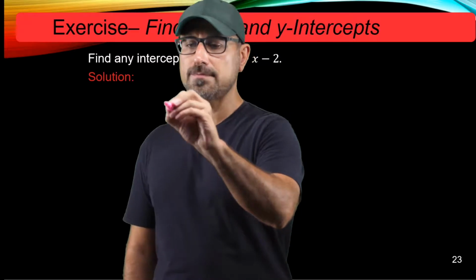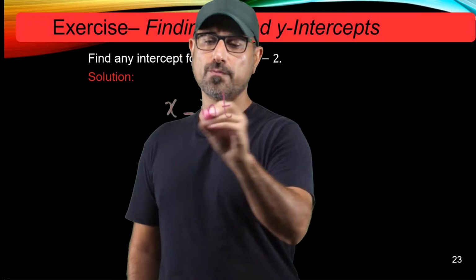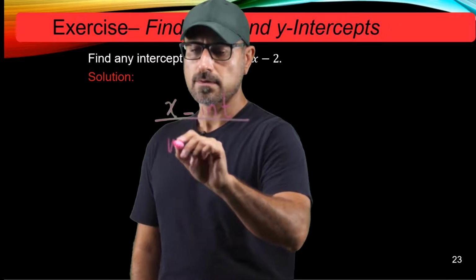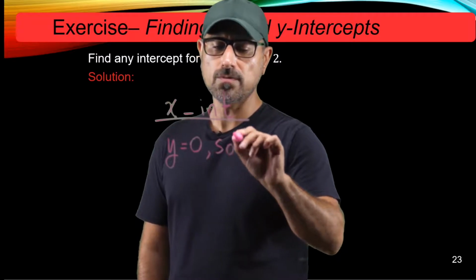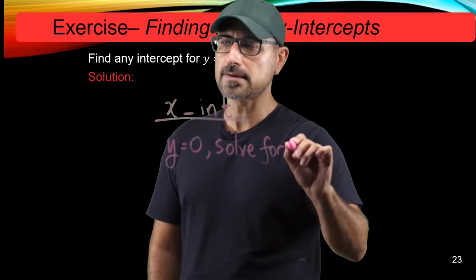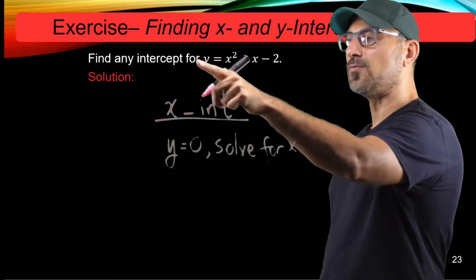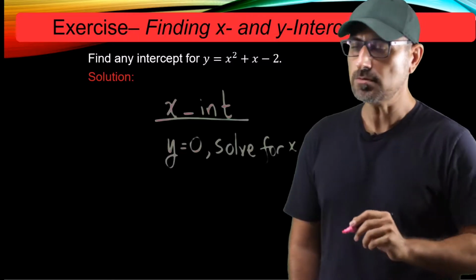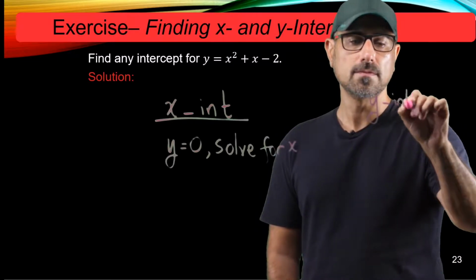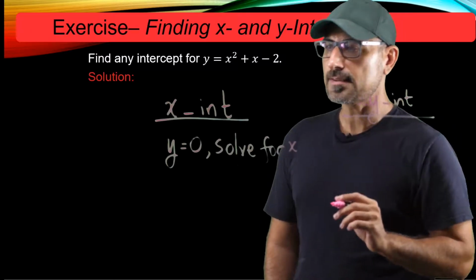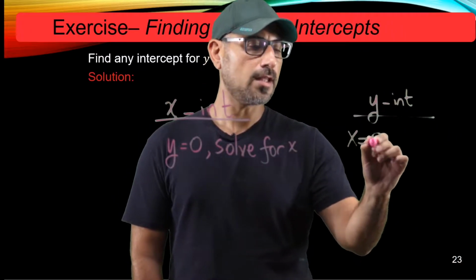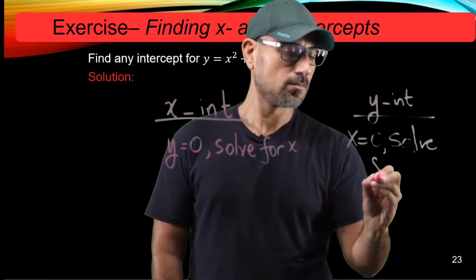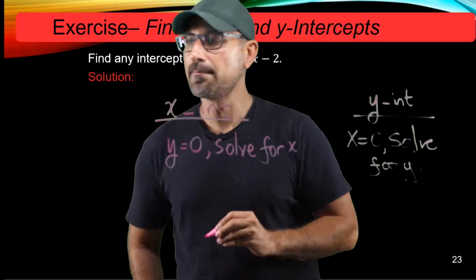For the x-intercept, we're going to set y to 0 and solve for x. So in other words, we're going to pick y to be 0, and then we're going to have an equation, and then we're going to solve this quadratic equation. And for the y-intercept, we will set x to 0, and then we're going to solve for y.